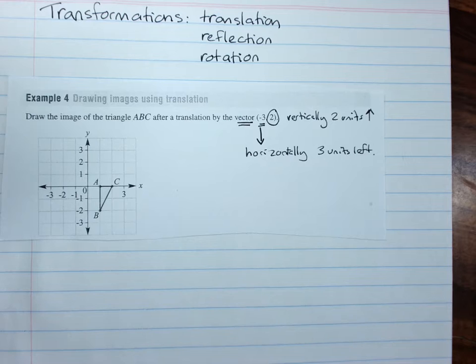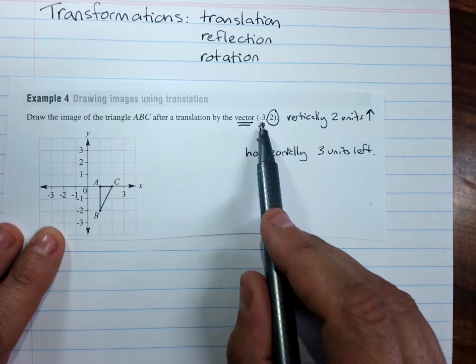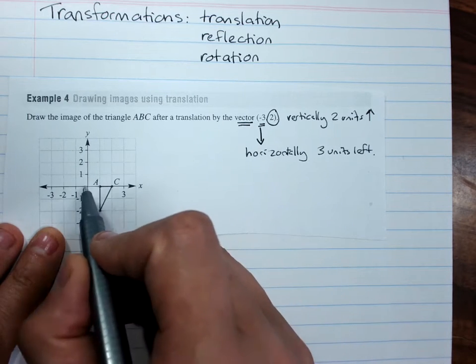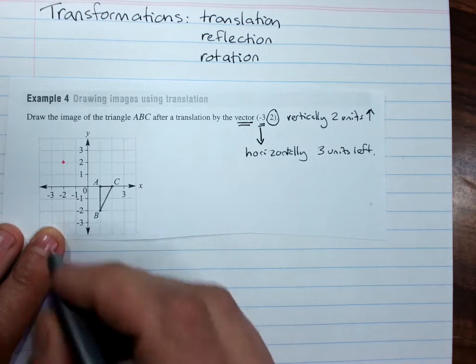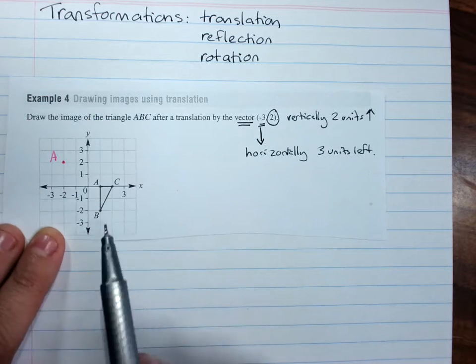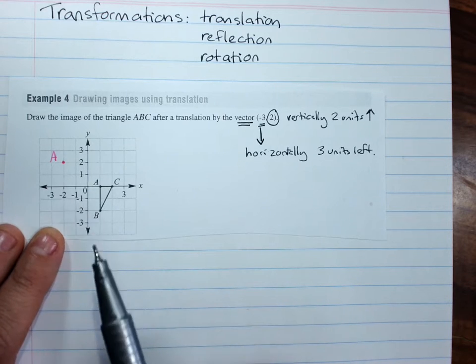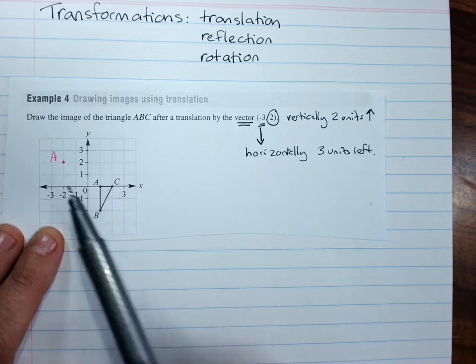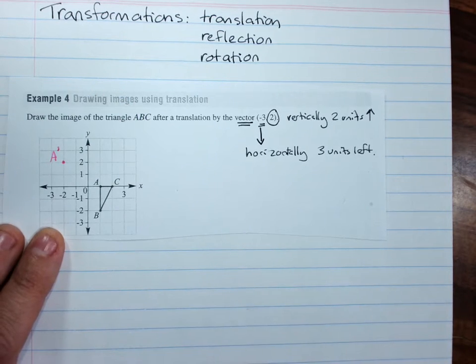And your best strategy for transformations on a grid is to do the change, the transformation, to each vertex, each point. So A has to go 3 left, 2 up. 1, 2, 3, 1, 2. That will be our new A, and we label it A because they said draw an image of the triangle ABC. But to be really perfect, because it's not the same A, we put a little apostrophe, which means basically new A, or the changed A.